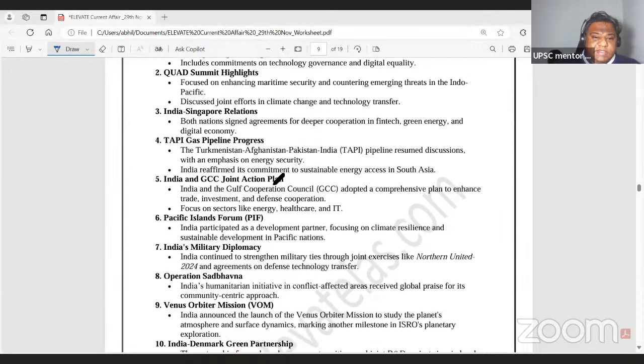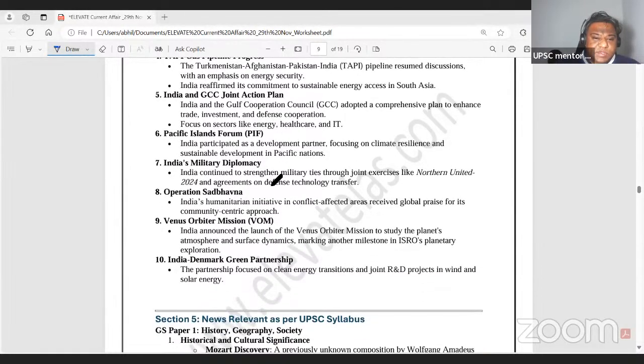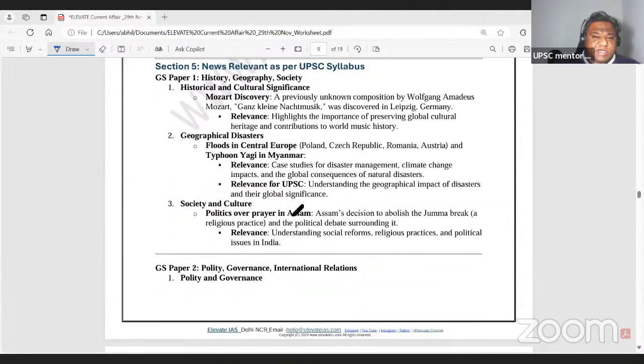So India and then GCC, Pacific Island forums, India's military, Operation Sadbhavna, Venus orbiter mission. So these are certain things which happened.